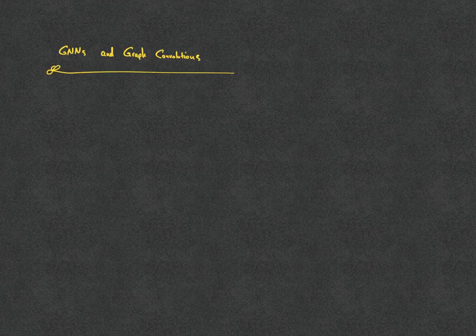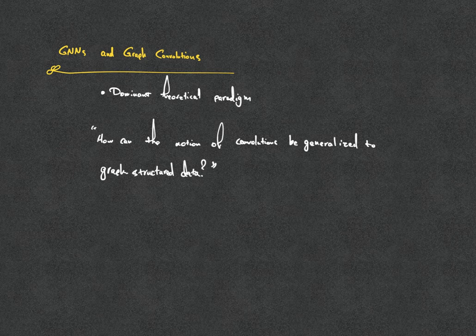First, let's talk about graph neural networks and graph convolutions. The book mentions that in terms of research interest and attention, the derivation of graph neural networks based on the connection to graph convolutions is the dominant theoretical paradigm. The question that we need to be asking is, how can the notion of convolutions be generalized to graph-structured data? And this is essentially the motivation of graph neural networks that was rooted in graph signal processing.